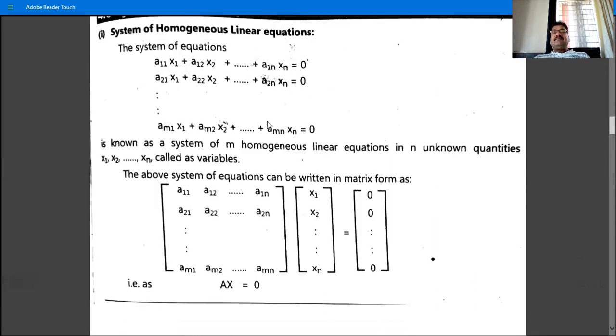And we know that when the system is consistent, it has at least one solution. So what is the trivial solution of this system? x1 is equal to 0, x2 is equal to 0, xn is equal to 0. If we take all the values of the unknowns equal to 0, the first equation is satisfied, the second equation is satisfied, and the last equation is also satisfied by these values. So this is called the trivial solution. Every homogeneous system has at least one solution, x1 equals 0, x2 equals 0, xn equals 0, and therefore the homogeneous system is always consistent. There is no case that a homogeneous system is inconsistent.